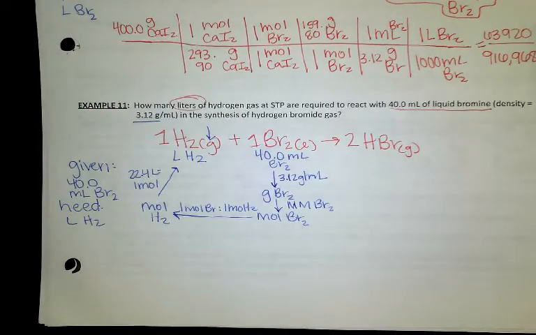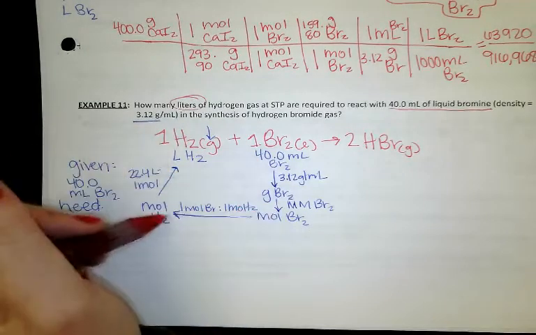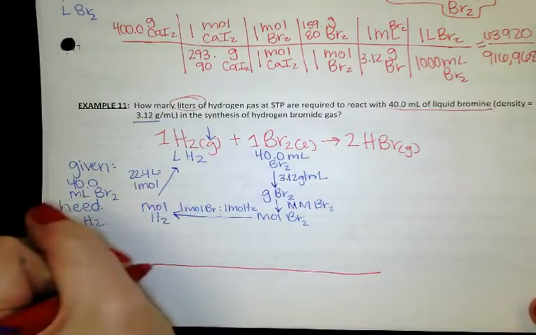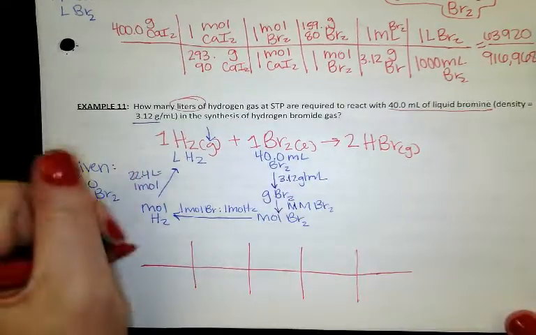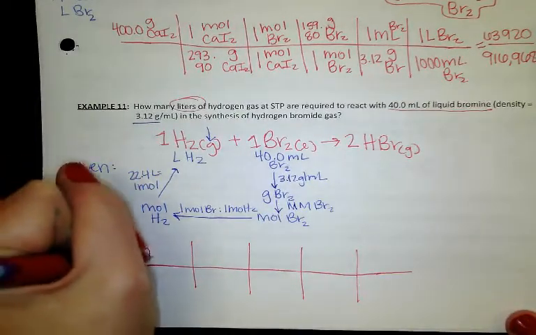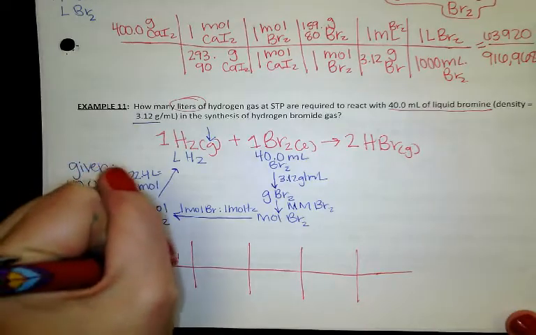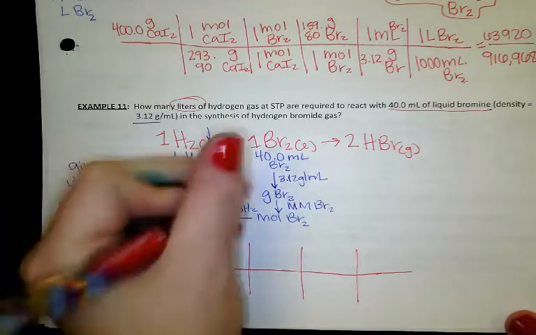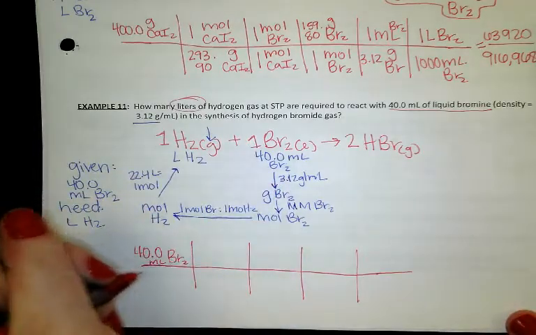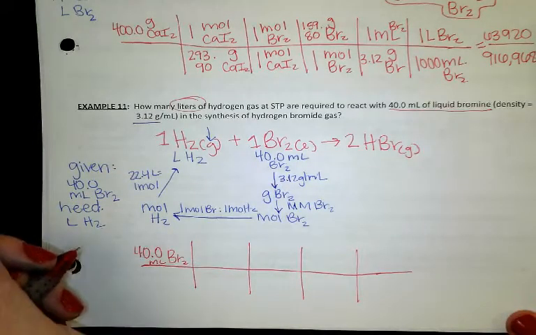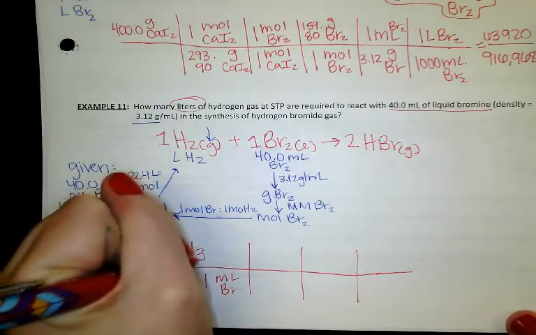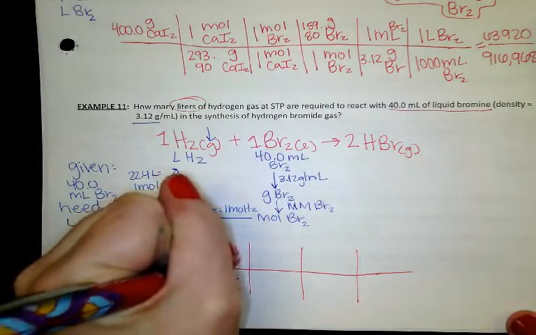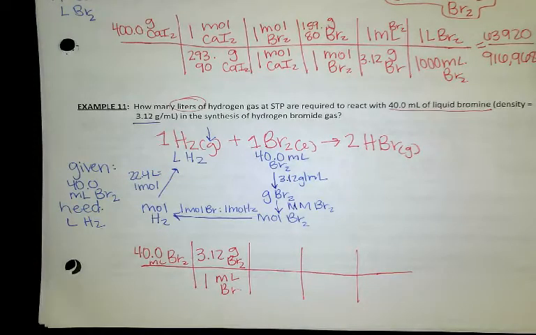We got 1, 2, 3, 4 conversions. So I'm going to draw 1, 2, 3, 4 lines. Extend that. So starting with 40.0 milliliters of bromine. First, we're going to use our density. So, in 1 milliliter of bromine, it's going to weigh 3.12 grams. You'll have 3.12 grams of bromine. Okay? So, notice we used it set opposite way here than we did here.